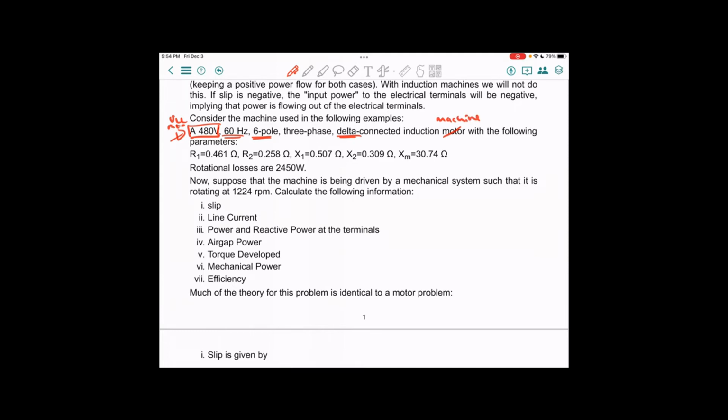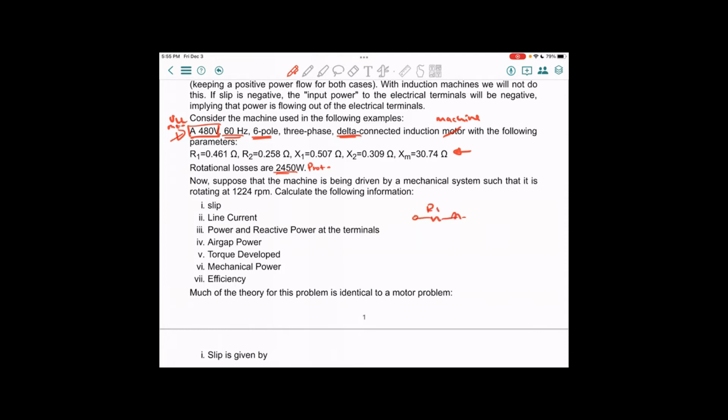with the following parameters. He's giving you the equivalent circuit parameters R1, R2, X1, X2, and XM. And he's giving you rotational losses of 2450 watts. That is the P rotational. Okay. He didn't talk at all about the core losses, and that's why we're ignoring them, and he doesn't give you anything about RC here. That means we're going with the approximate equivalent circuit.